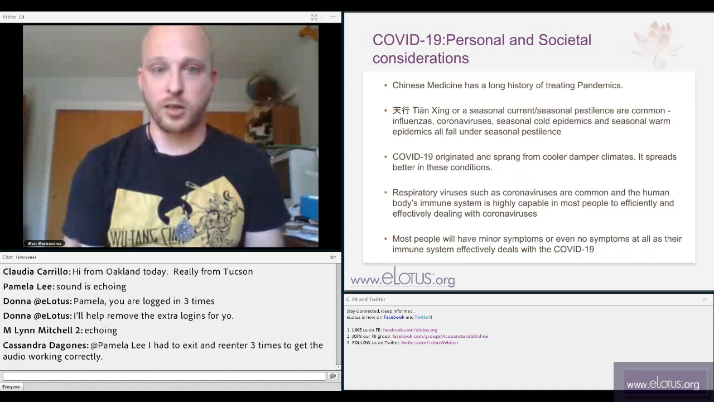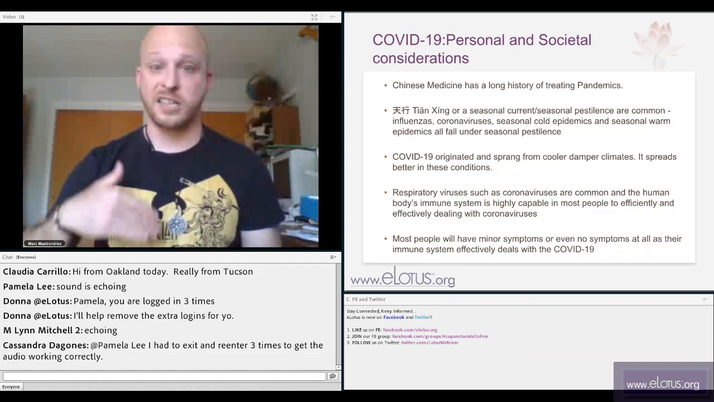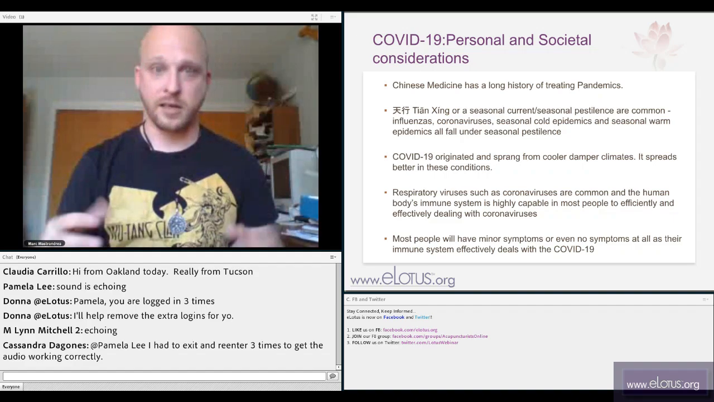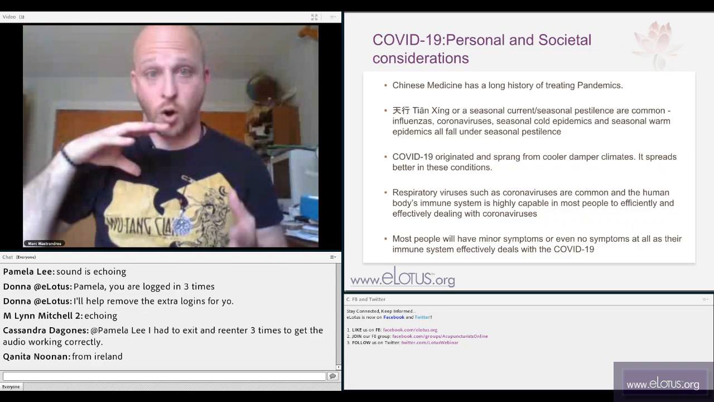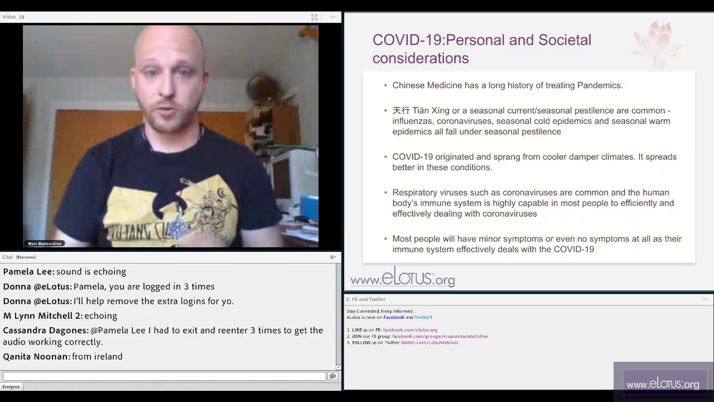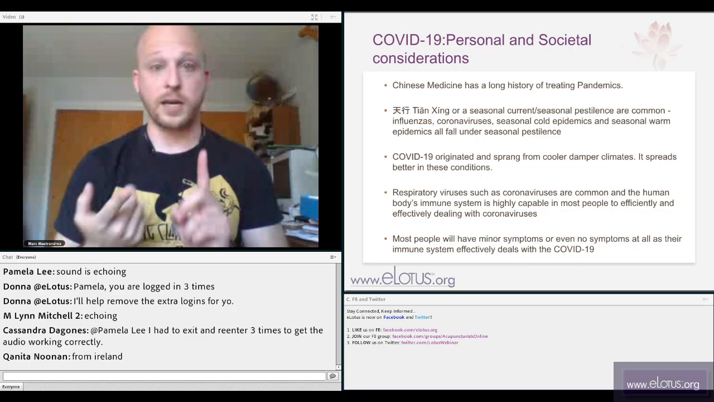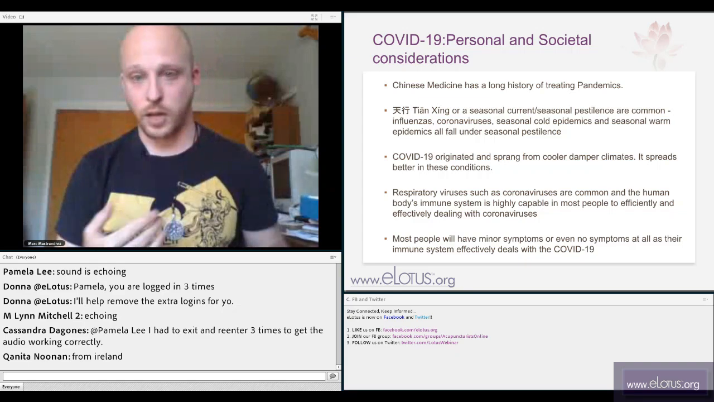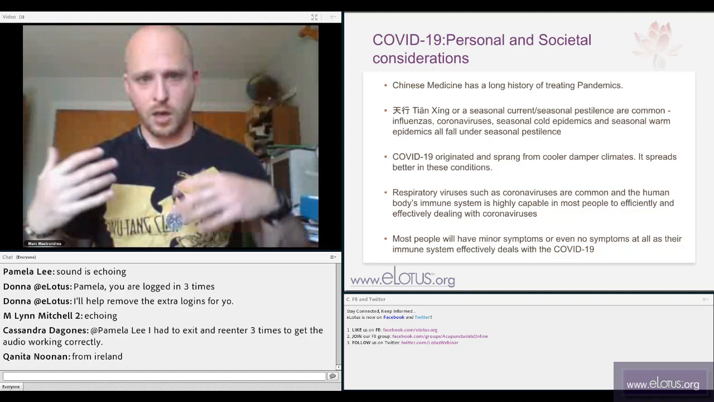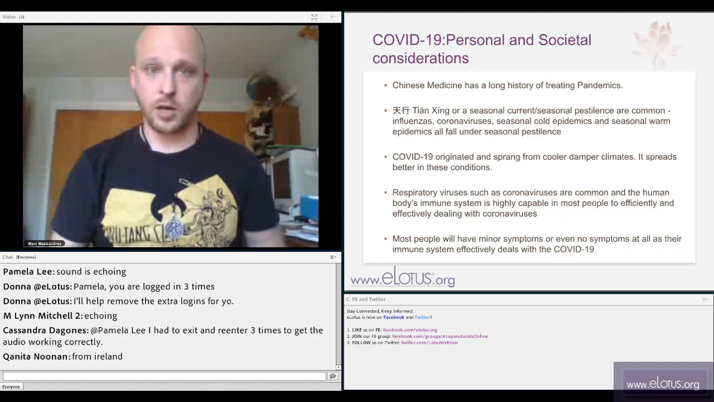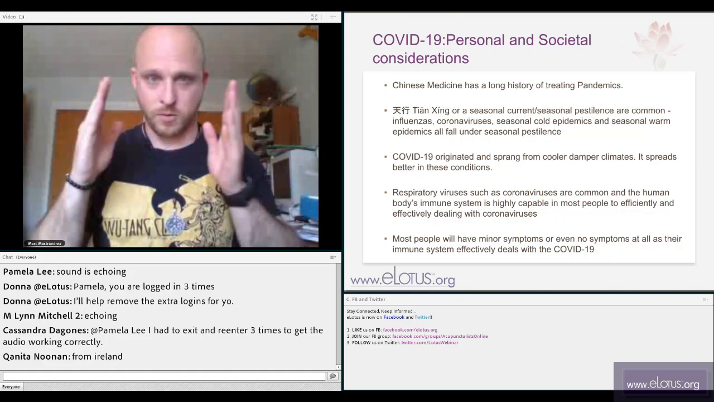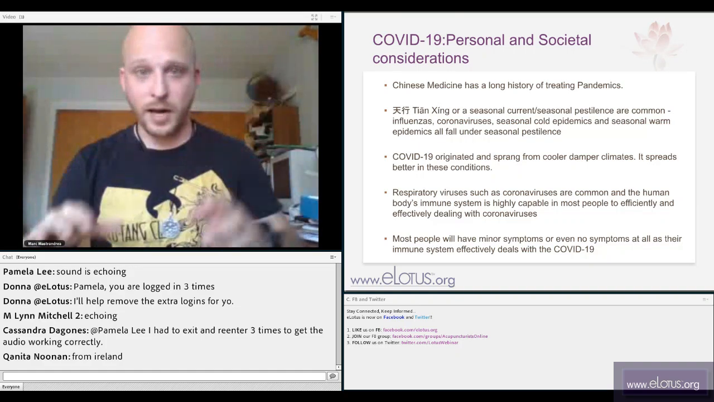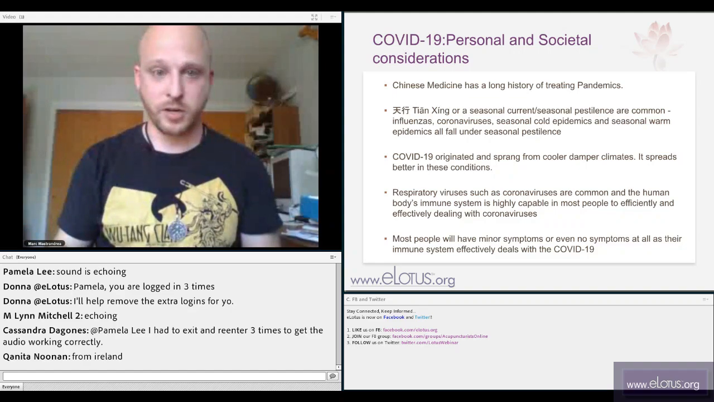COVID is nothing more than what the Chinese call Tianxing. Tianxing means a seasonal current or seasonal pestilence that's affected by the heavenly qi, the environment, that can alter and change pathogenic factors. This is something that's common in influenzas and coronaviruses, seasonal cold epidemics, seasonal warm epidemics. These all fall under seasonal pestilence. Every single one of these, you're able to treat.